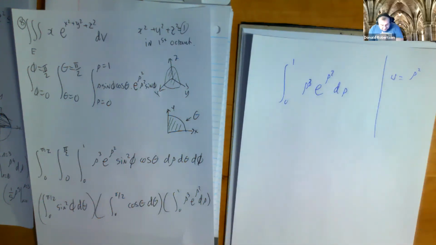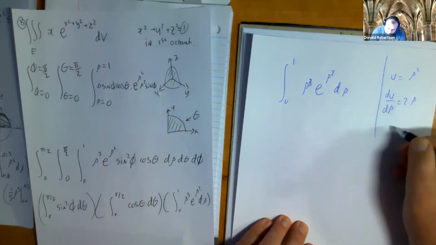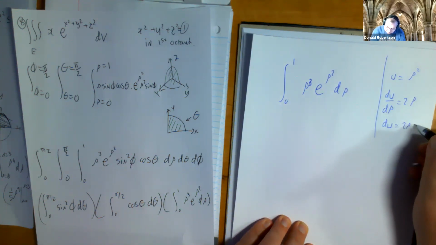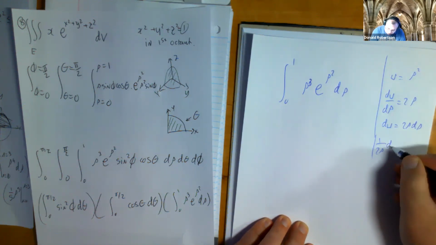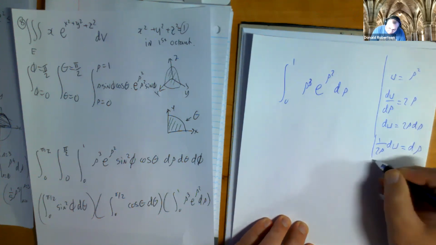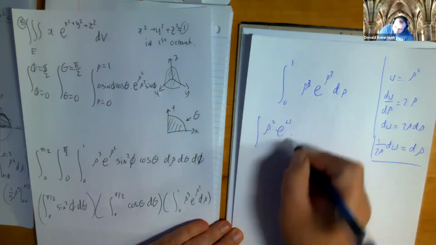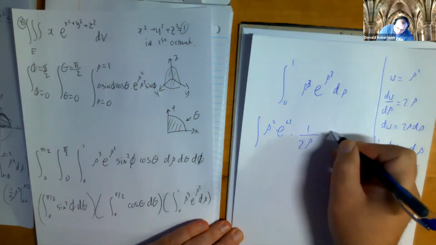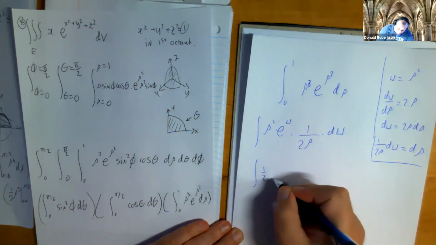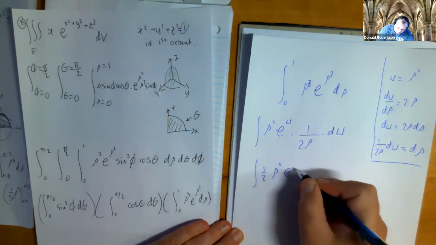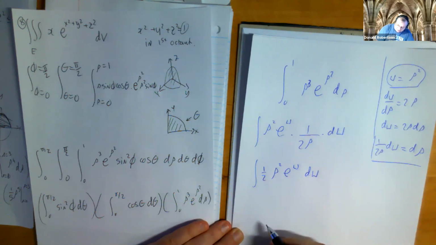Now, differentiate with respect to rho. Do the crossover and isolate the d rho. So that's the way I do these guys. So this is going to be rho squared e to the u 1 over 2 rho du. The rho's cancel, well, partially cancel, and you get 1/2 rho squared e to the u du. But wait a minute, isn't rho squared u?